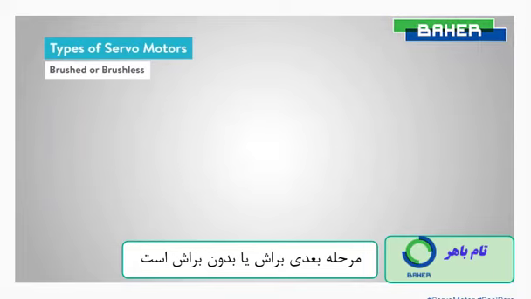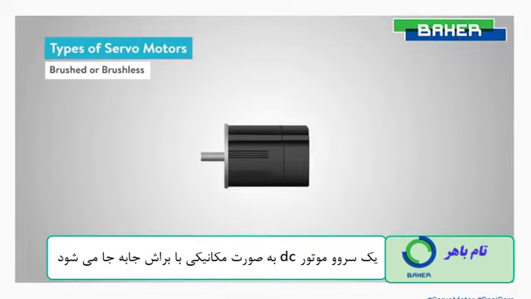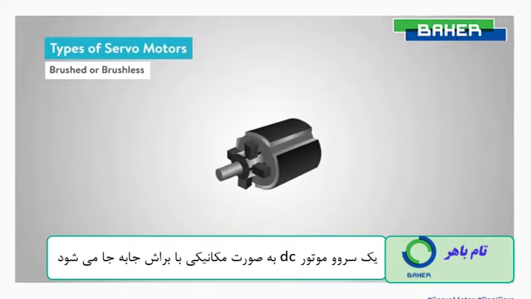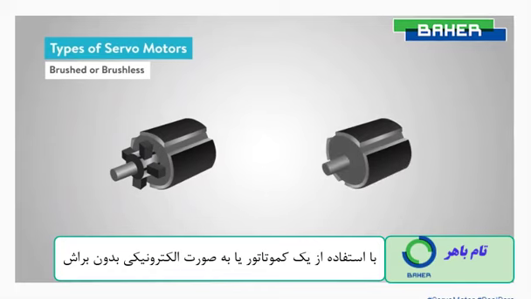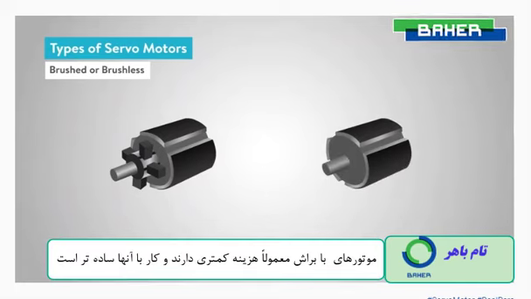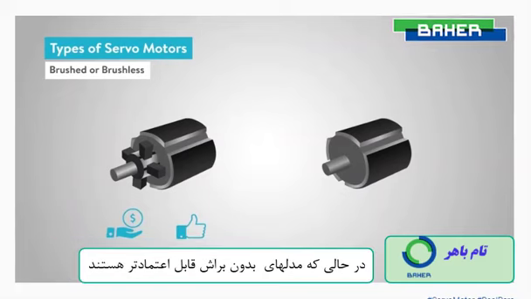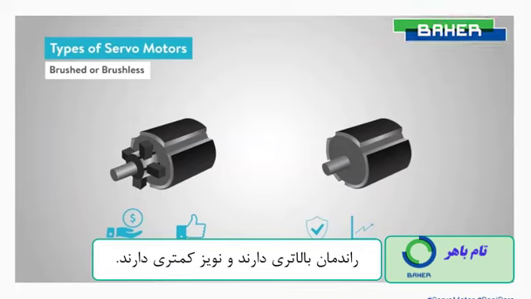Brushed or brushless is the next step. A DC servo motor is commutated mechanically with brushes, using a commutator, or electronically without brushes. Brushed motors are generally less expensive and simpler to operate, while brushless designs are more reliable, have higher efficiency, and are less noisy.